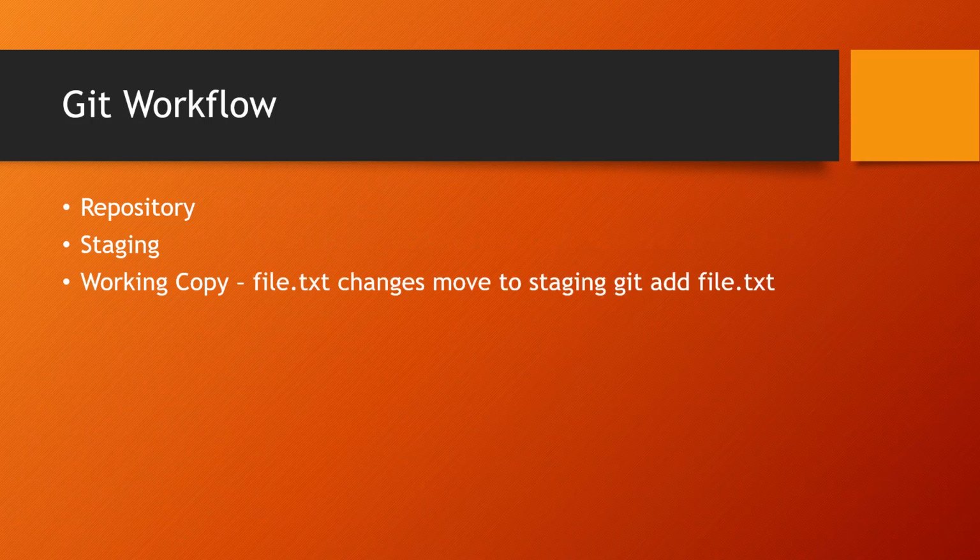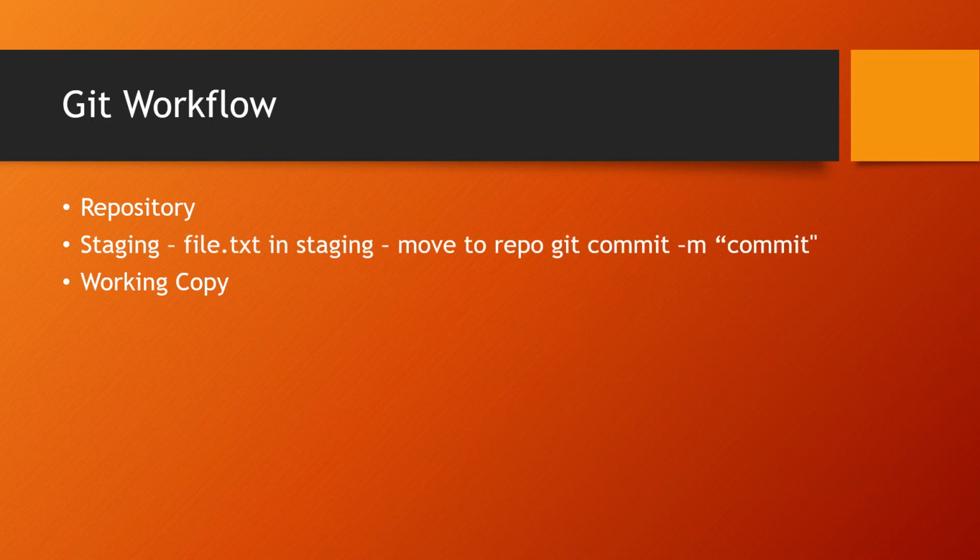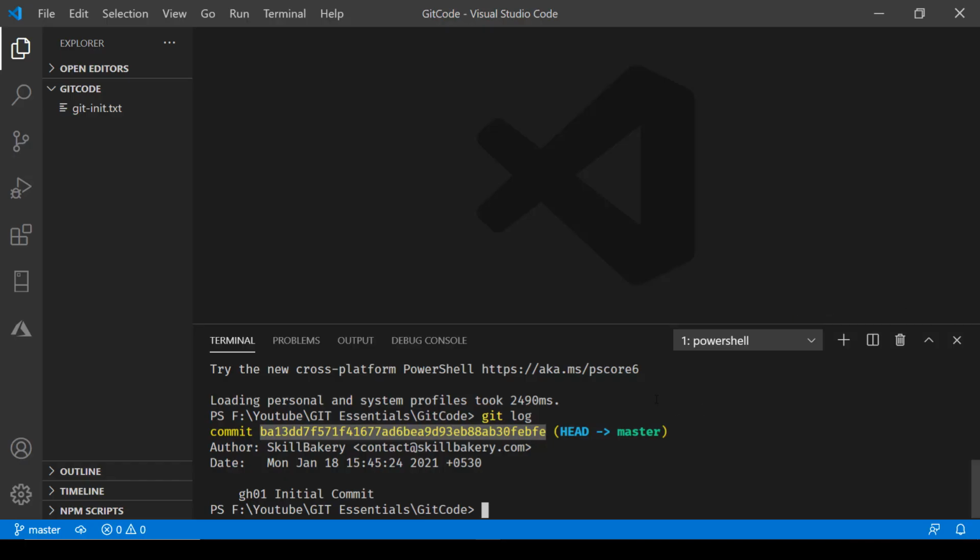When I'm pushing this file from the working copy to staging, that means I'm pushing a certain set of changes, and those changes are uniquely identified by Git using an ID. That ID is generated using the SHA algorithm, that is the SHA1 algorithm. If I have to show you, here when we are viewing the log, you can see the ID that was generated when the commit was made. This unique ID is generated every time you commit something into your repository.